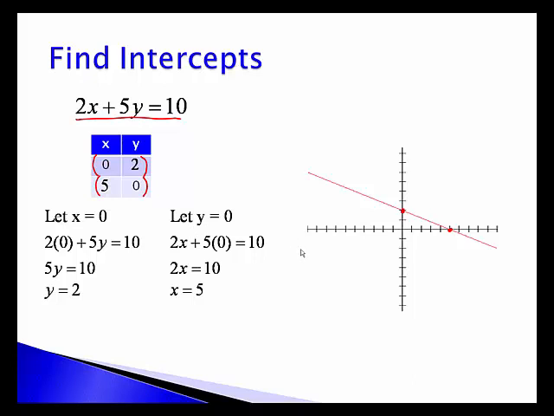So let me leave you with this thought. Anytime you need to calculate intercepts, you will always let x equal 0 to find the y-intercept and let y equal 0 to find the x-intercept. Once you have those two values, that's sufficient for you to be able to graph a linear equation. This is a short one.